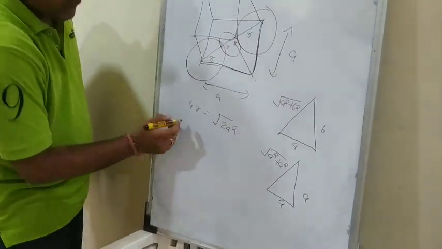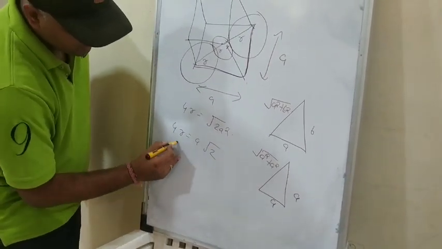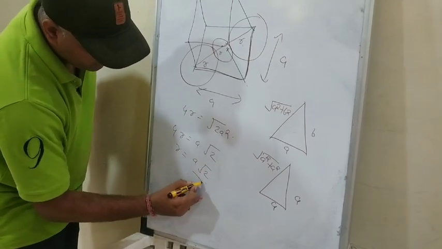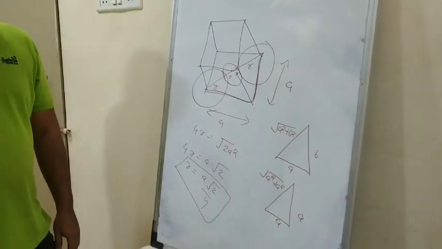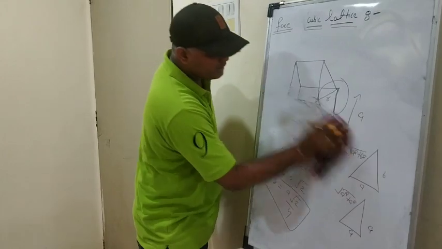Now we will take the a out. 4r is equals to a under root 2. r is equals to a under root 2 by 4. So this is the value of the radius for the face centered cubic lattice, right? So are you able to understand? Okay, let's do it for the body centered.